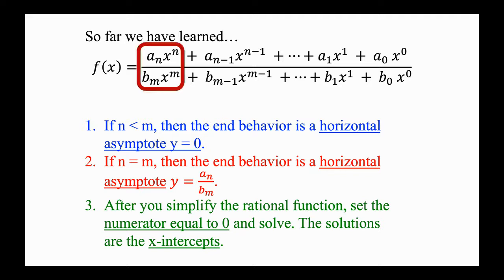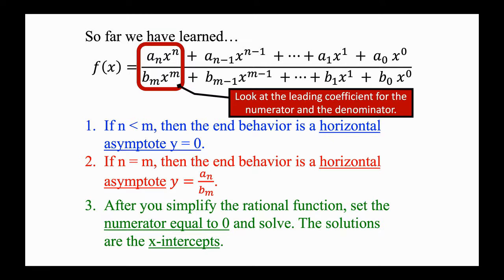So let's review. Again, you look at the leading terms, the highest degrees. You look at their coefficients. So we already know if the degree in the numerator is less than the degree in the denominator, then the end behavior is a horizontal asymptote y equals 0, also known as the x-axis, right? However, the new part: if the degrees are equal, then the horizontal asymptote is the quotient of the coefficients. Whatever those numbers are, you just divide them. So easy. Please remember though that the x-intercepts are still the numerator, but after you simplify it, you set the numerator equal to 0 and simplify.